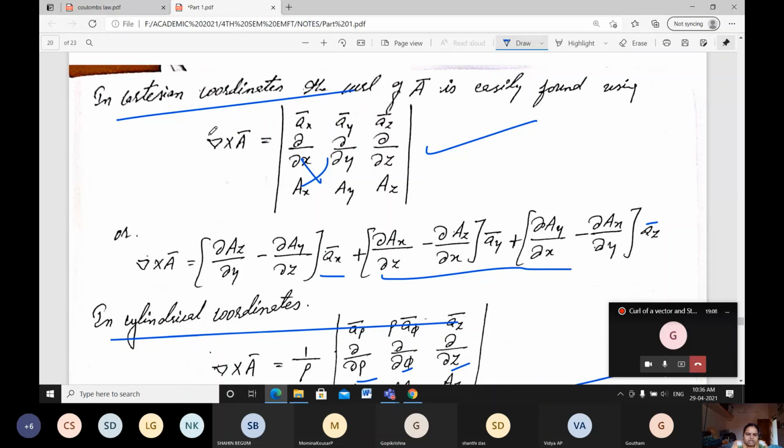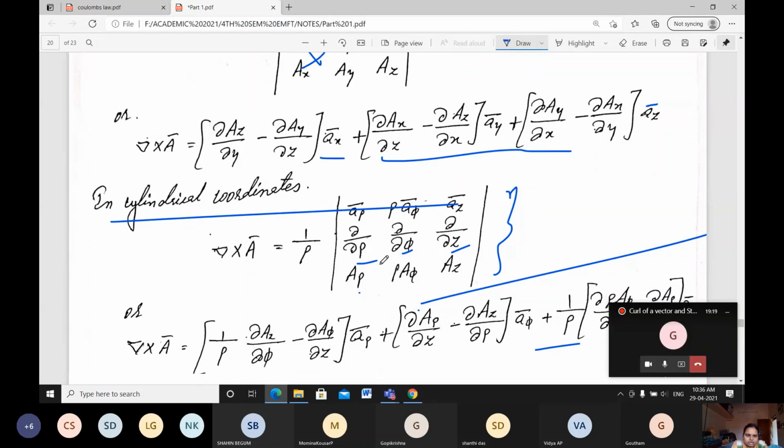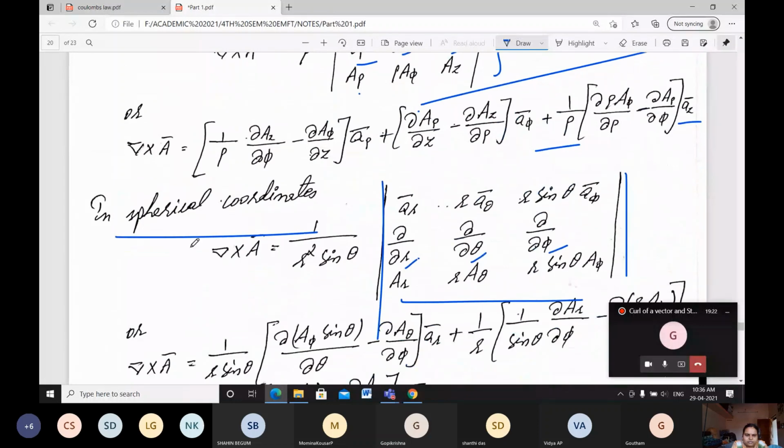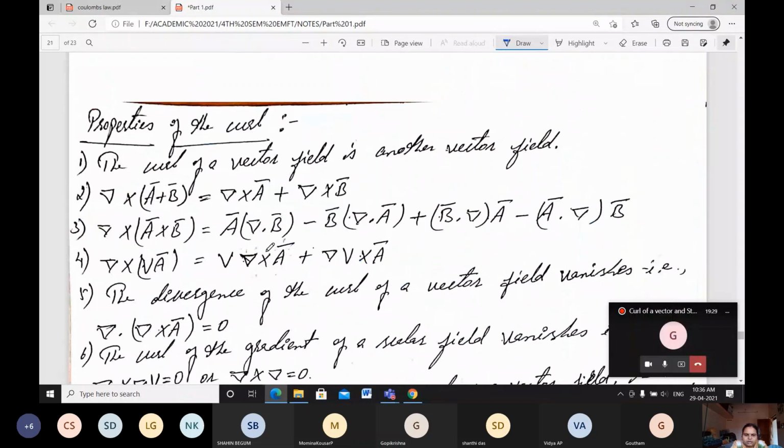In terms of Cartesian and cylindrical coordinates, this equation is easy. This matrix you can remember when compared to the whole equation. Just remember this, substitute the values here, then go on deriving those in terms of cylindrical and also in terms of the spherical coordinate system. Then the properties of a curl.